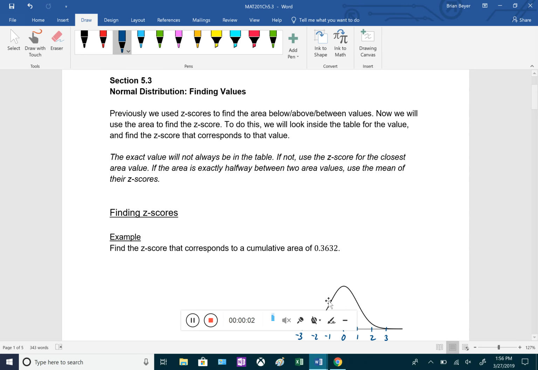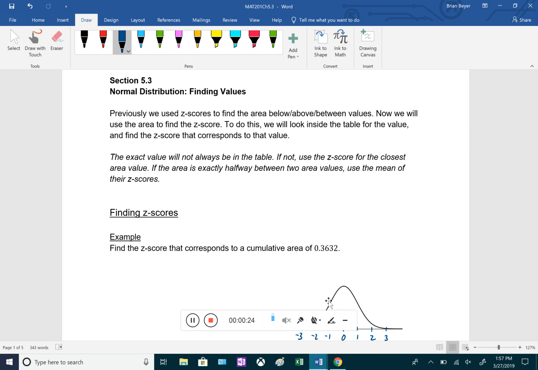Chapter 5.3 is the normal distribution and finding values. So we're still going to be needing that z-table for this section. Before, we were using z-scores. Either we were given z-scores or we found z-scores, and we were using that to find the area less than a value, greater than a value, or between two values.